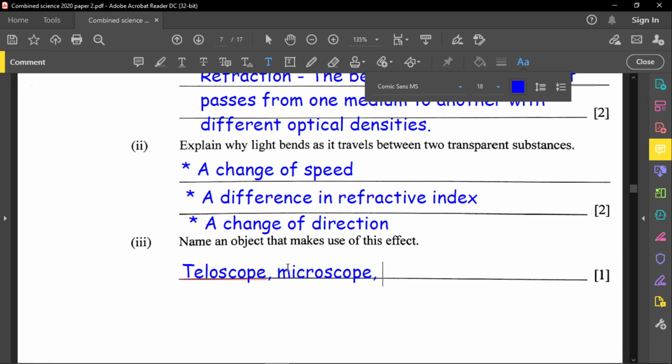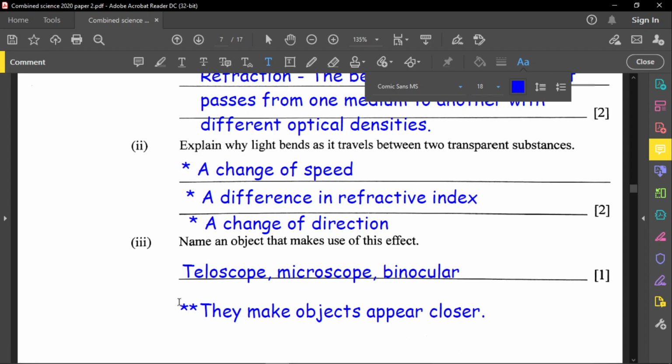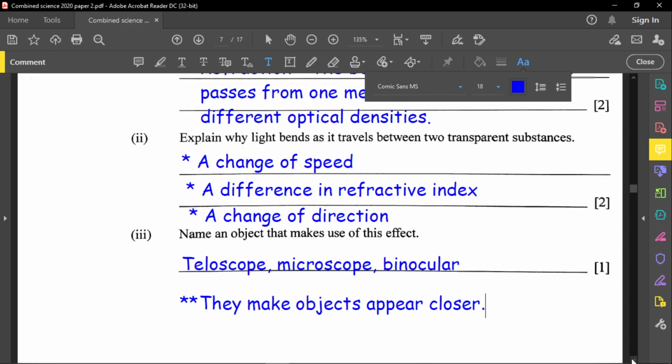So those are pretty much instruments or equipment that will definitely use refraction to see objects. What they do to objects, as a matter of fact, is they all make objects look closer. So let me make a note right here that they make objects appear closer. Good. Now let's jump to the next part of the question.